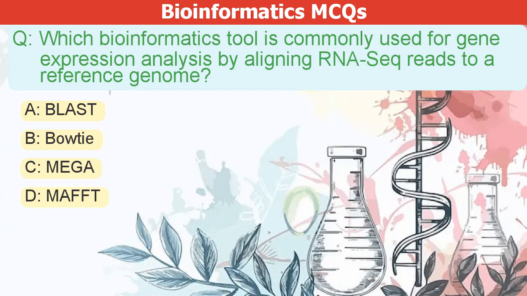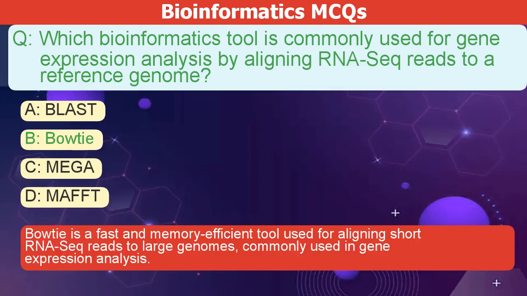Which bioinformatics tool is commonly used for gene expression analysis by aligning RNA-Seq reads to a reference genome? A. BLAST. B. Bowtie. C. MEGA. D. MAFFT. The correct answer is B. Bowtie is a fast and memory-efficient tool used for aligning short RNA-Seq reads to large genomes, commonly used in gene expression analysis.